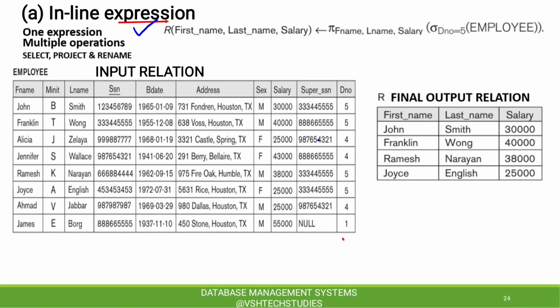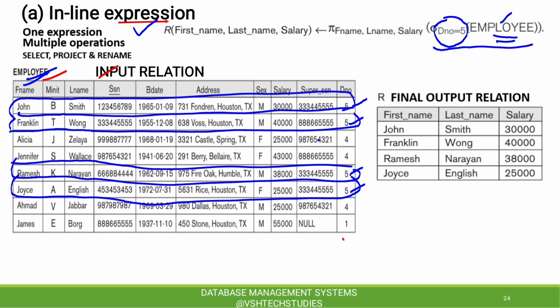Now if you consider this inline expression, for that we shall take this employee relation as example input. The inner operation will always be evaluated first. So the select operation selects, in the input employee relation, only those rows in which department number is 5, meaning this row, this, and the third one, the fourth one. These 4 rows it will select. So from the employee input relation these 4 rows are selected, and that is the outcome of this select operation.